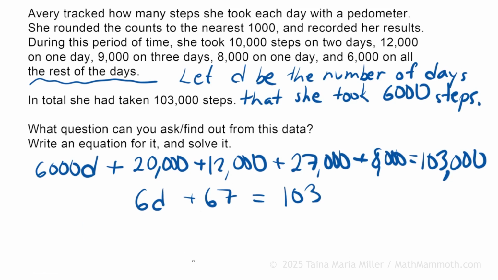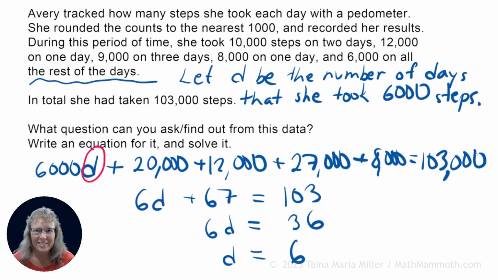Now I'll subtract 67 from both sides. That leaves me 36. And then divide by 6. D equals 6. Now let's check. So if I have D equals 6 over here, then I would have 36 here. 36,000 or 36. Then that plus 20 is 56. Plus 12 is 68. Plus 27 is 95. Plus 8, yes, 103,000. So that works, all is well.